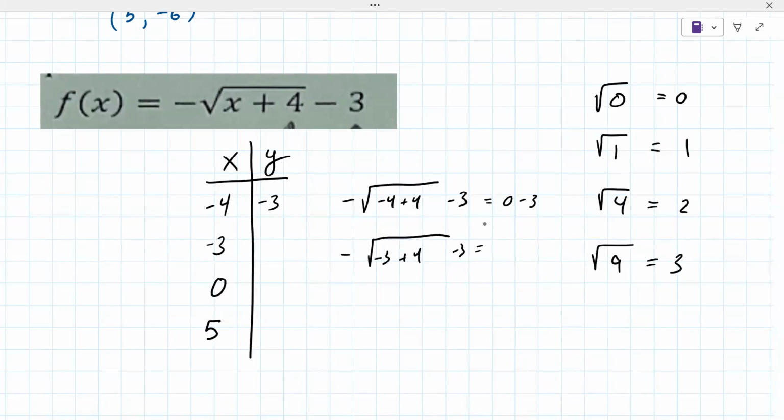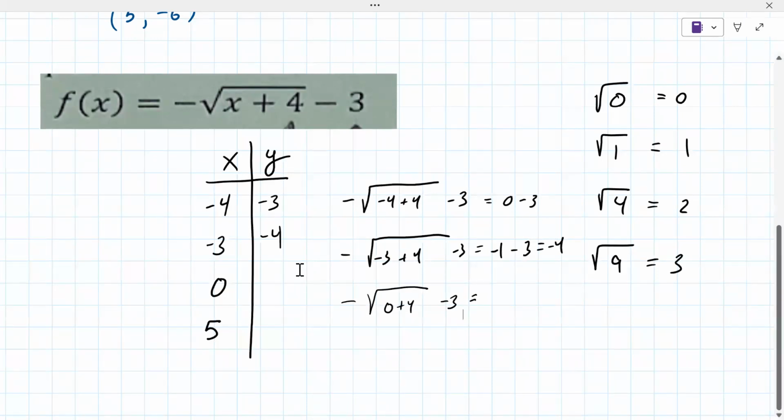Okay, for the next one, it's minus square root of -3 plus 4. So -3 on the outside here. So -3 plus 4 is 1. Square root of 1 is 1. It becomes -1 minus 3, which is -4. So the next one is minus square root of 0 plus 4, minus 3. Why don't you try that one for us and tell me what you come up with here?